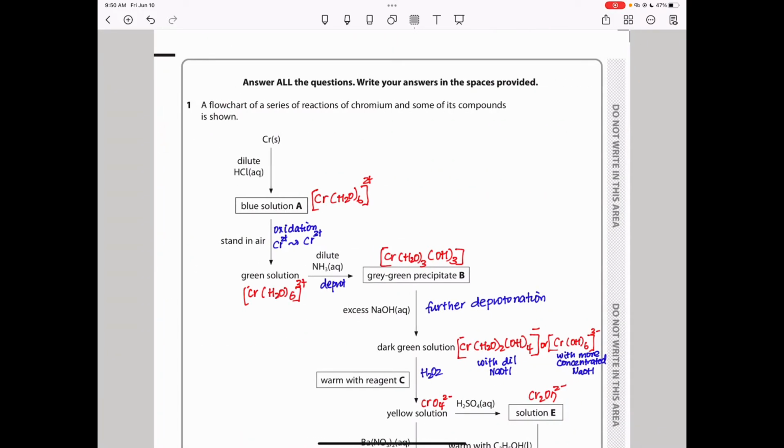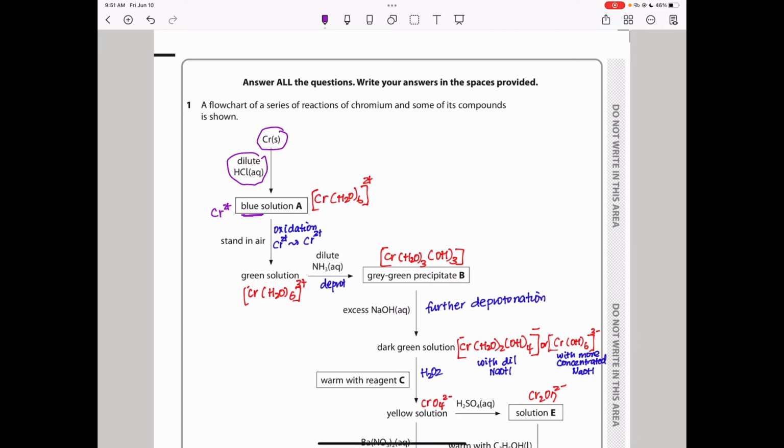Question 1 says, a flow chart of a series of reactions of chromium and some of its compounds is shown. So here we begin with chromium, which of course is in the solid state. When you add dilute hydrochloric acid to chromium, they say you produce a blue solution. If chromium is coloured blue, it means it's chromium 2+, so this could be hexa-aqua chromium 2+. Because this is dilute, there is some water in there.